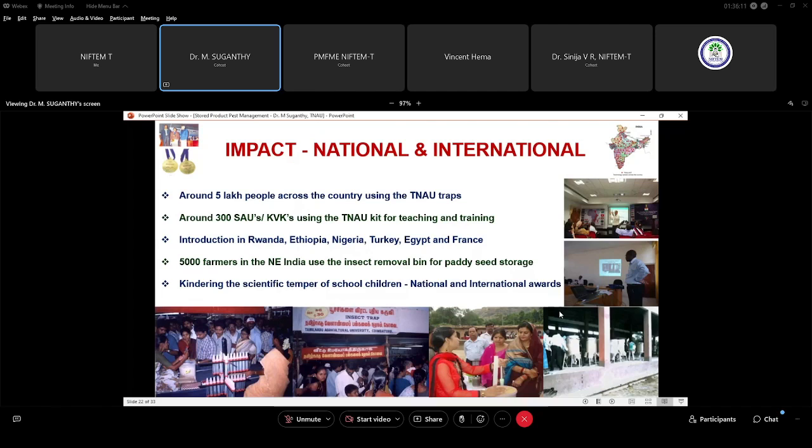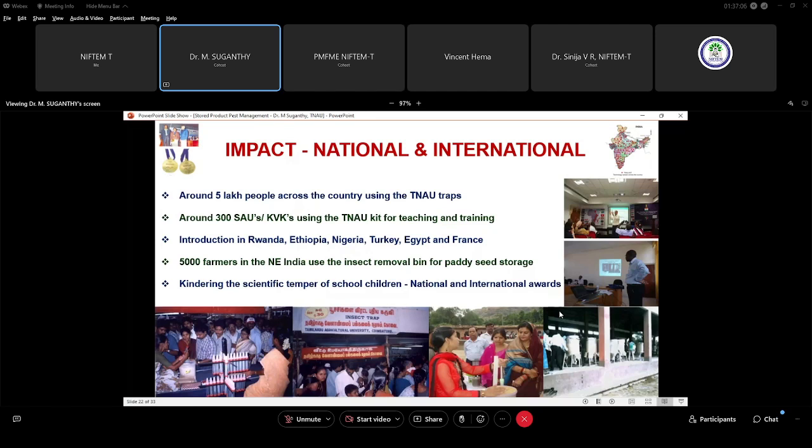These TNAU developed traps are being used by more than 5 lakh people across the country. Around 300 state agriculture universities and Krishi Vigyan Kendras are using this TNAU kit for teaching as well as training. Apart from India, it has reached Rwanda, Ethiopia, Nigeria, Turkey, Egypt and France also. We consider northeastern India, because, if we talk about Sikkim, they are 100% organic. They are not supposed to use any chemicals even during storage. So for such 100% organic areas, they can use these devices for management.